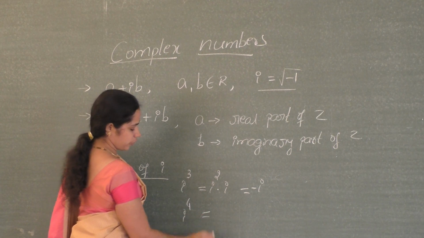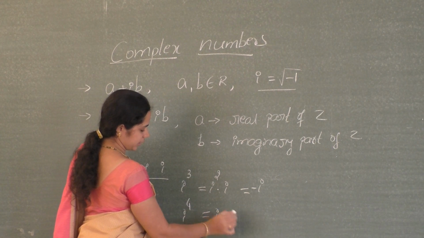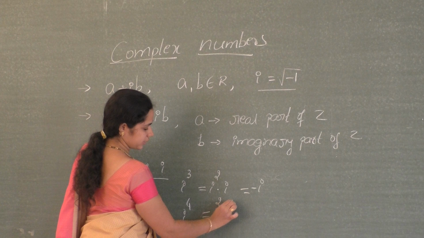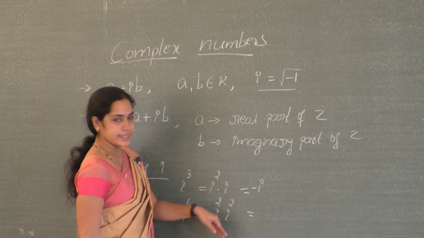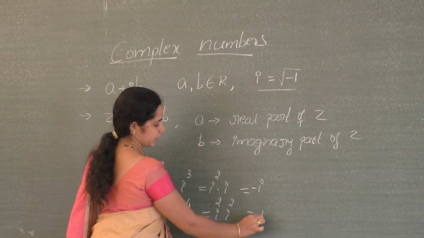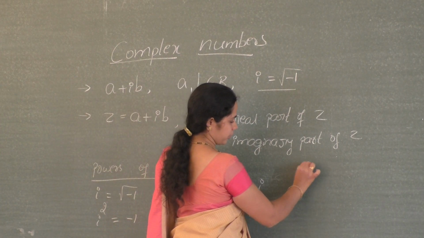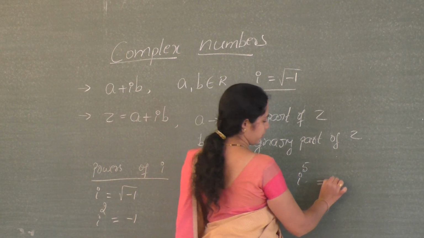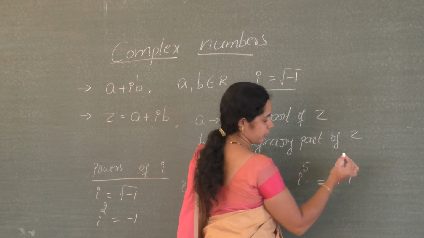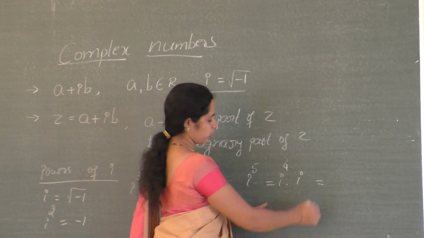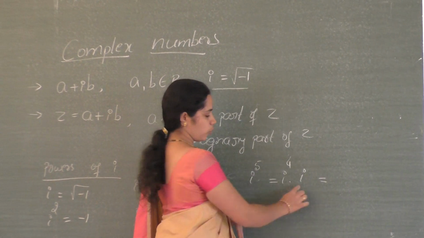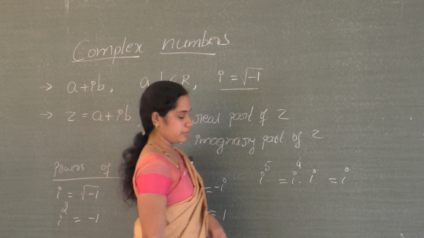i to the power 4 can be written as i square into i square. i square is -1, and -1 into -1 is +1. Next one is i to the power 5. i to the power 5 can be written as i to the power 4 into i. i to the power 4 is 1, and 1 into i is i.